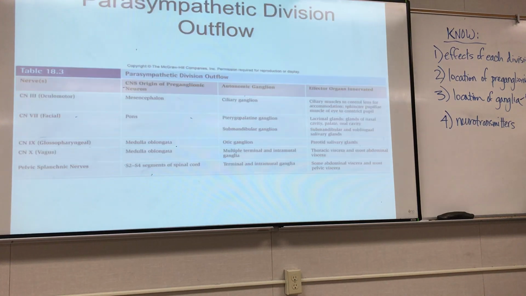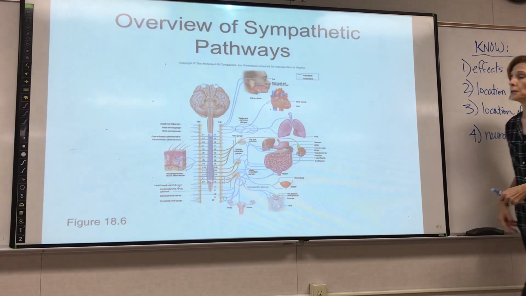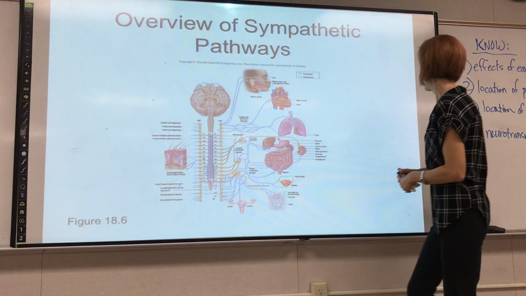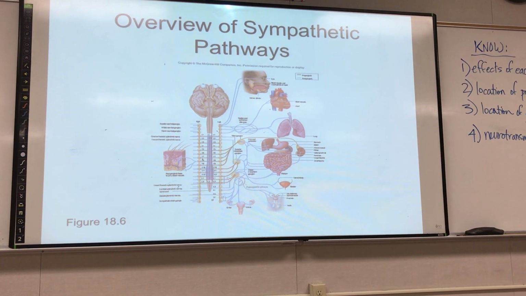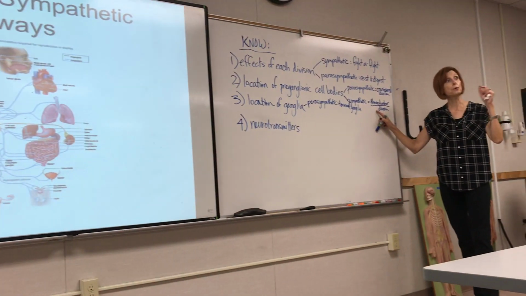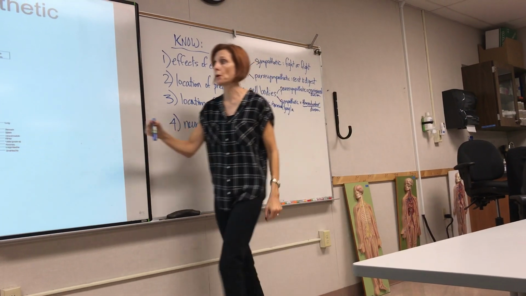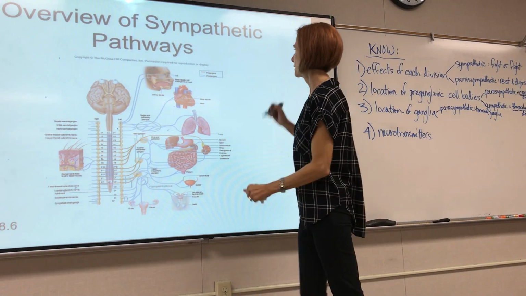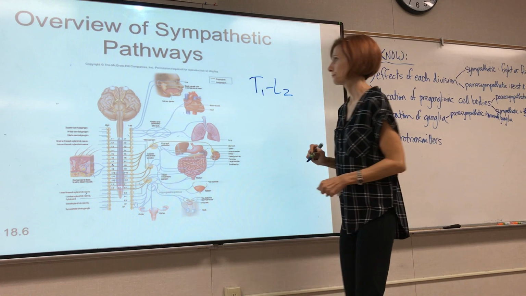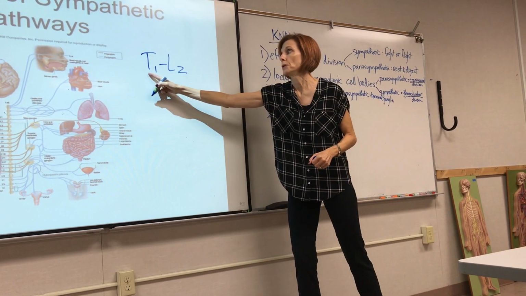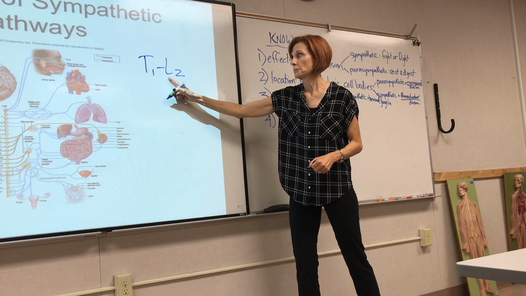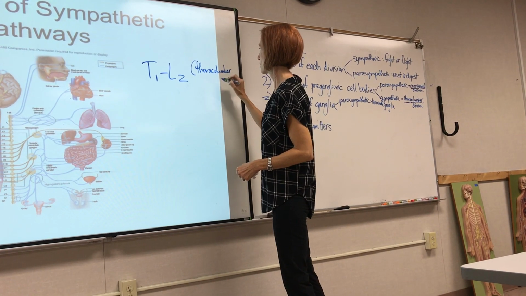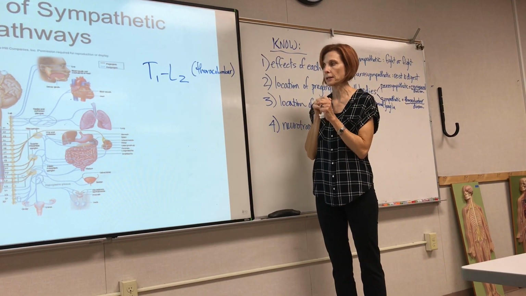Okay, so the sympathetic is shown here. Notice that the preganglionic neurons are right in the middle of the spinal cord. Remember we said that the sympathetic is also called the thoracolumbar division because the preganglionic neurons exit the spinal cord from T1 through L2. So thoracolumbar. That's why that's another name for sympathetic.